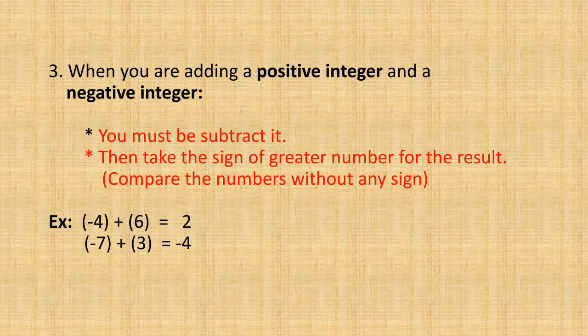Third method, when you add a positive integer and a negative integer, you have to do two steps. First one, you must subtract. When you have one number as negative and another number as positive, in that case you have to subtract. Then we have to consider the sign of the highest number. You must subtract, then take the sign of the greater number for the result.